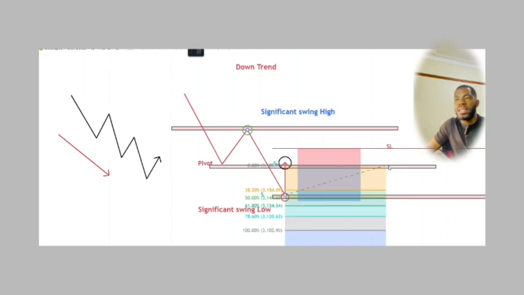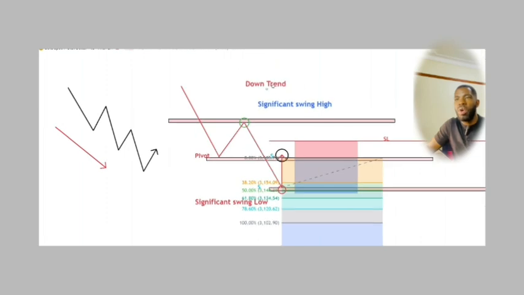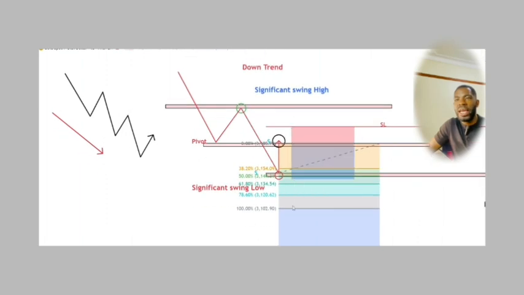That is what you will see on your chart. So now you are looking at levels here: 38, 50, 61.8, 76, 78.6, and 100%. And also there's this extreme level of 161.8 down here.